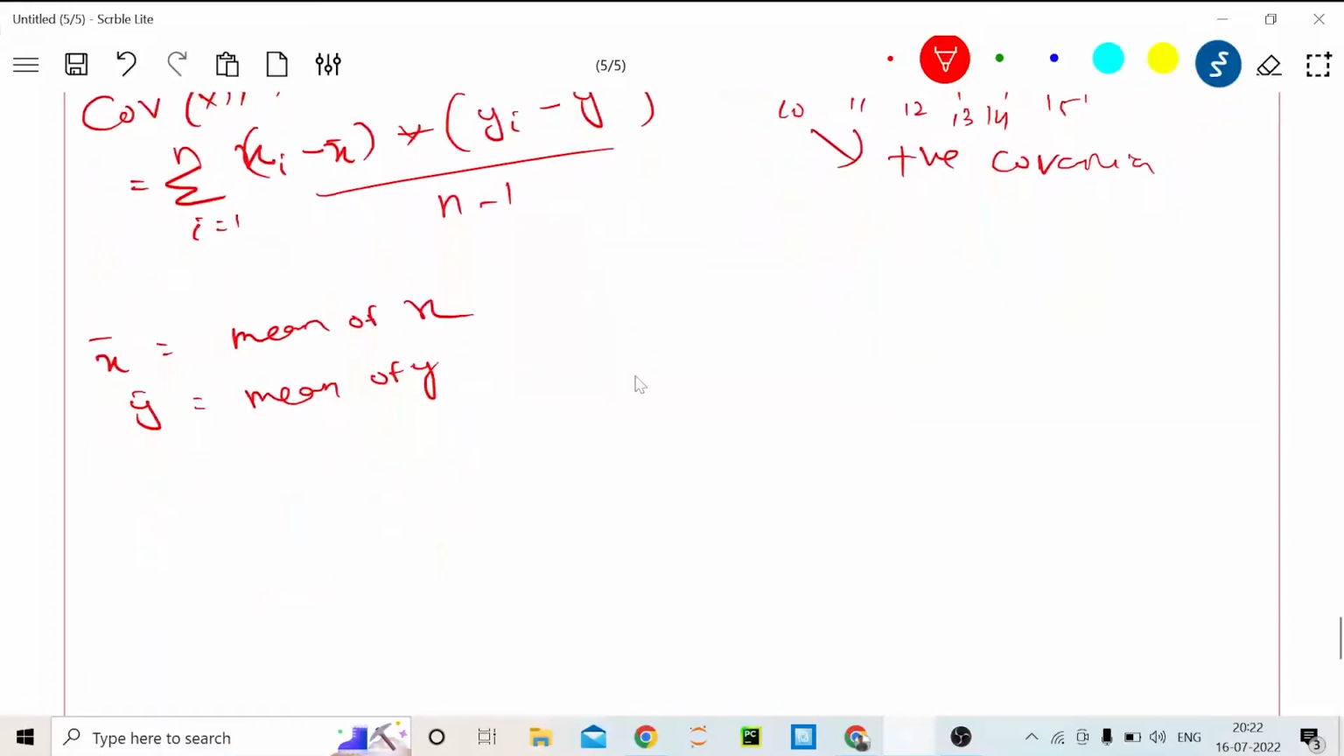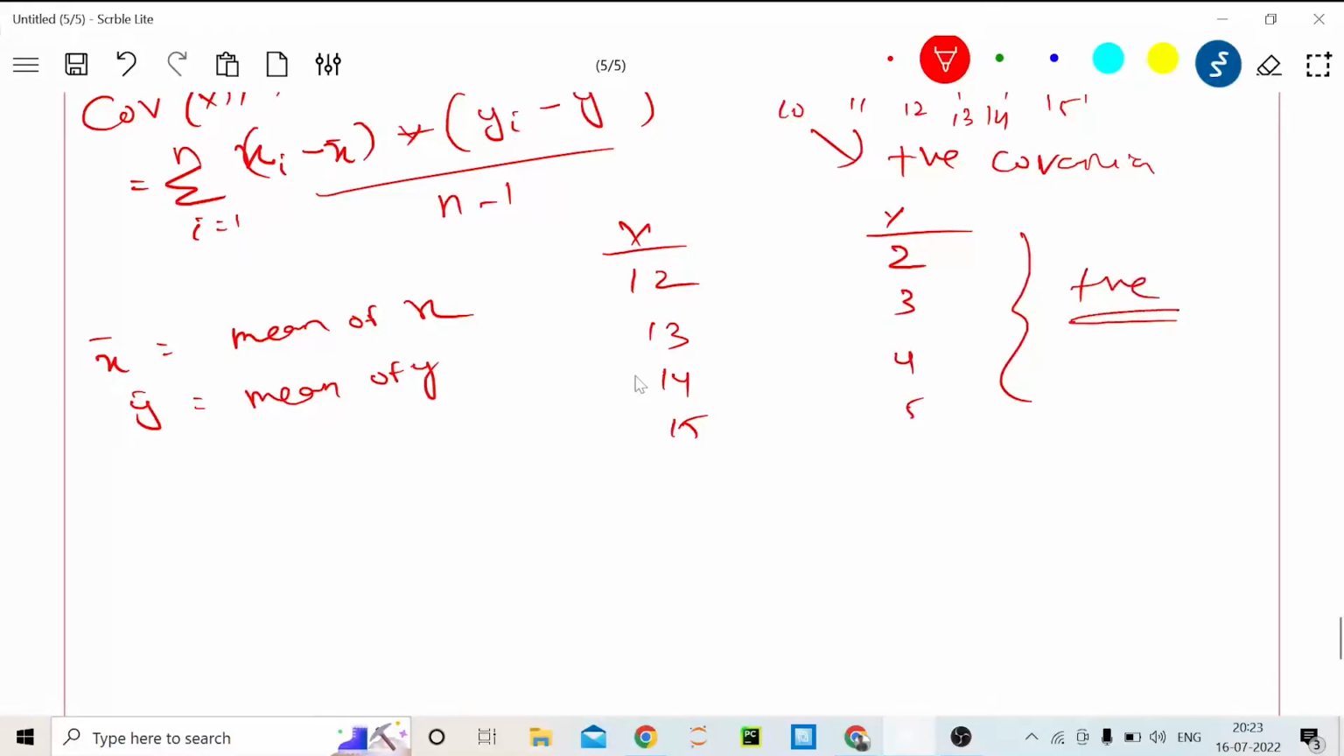Now I am giving you an example. By applying this formula, we will see whether it is positively or negatively correlated, and how the features depend on each other. Let's say there is a feature called x and a feature called y. Let's say the values of x are 12, 13, 14, 15 and y is 2, 3, 4, 5. By seeing the data, you can say that it is positively correlated. We will check whether it is positive or negative by applying this formula. In this case, the mean of x is 13.5 and the mean of y is 3.5.